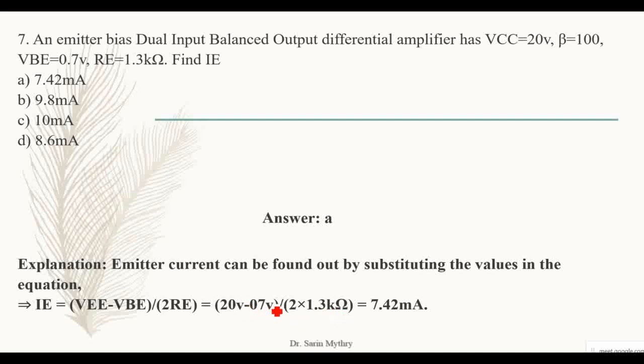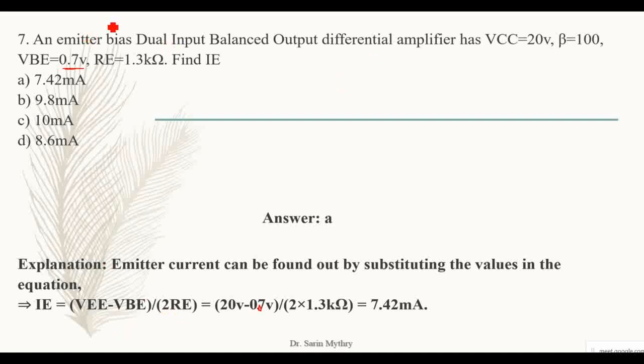Why? Because it should be 0.7 here. VB is equal to 0.7. It was given to us by mistake, but it should be 0.7. So 20 volts minus 0.7 volts divided by 2 times RE.